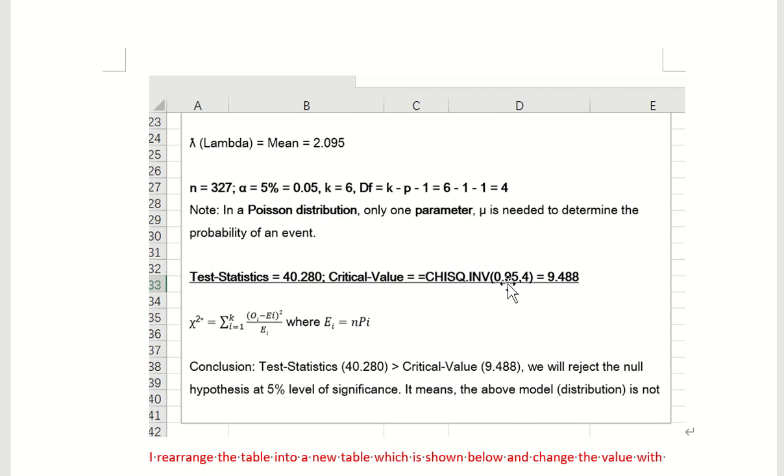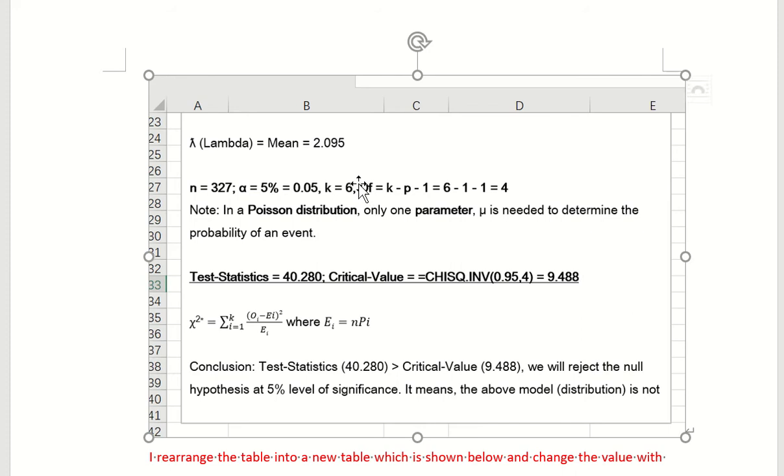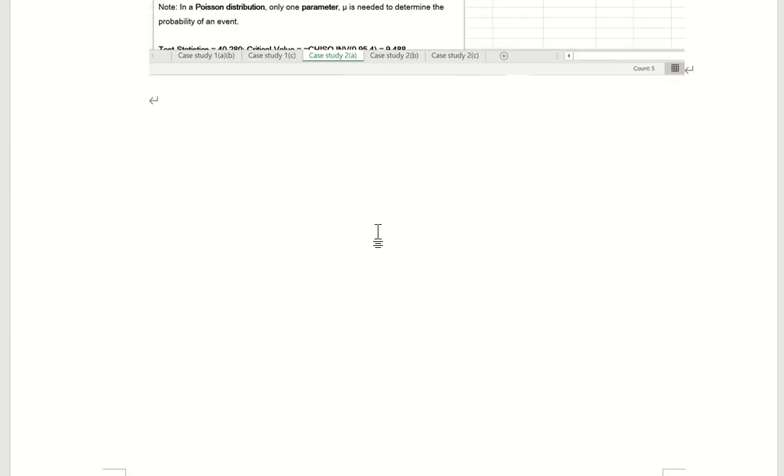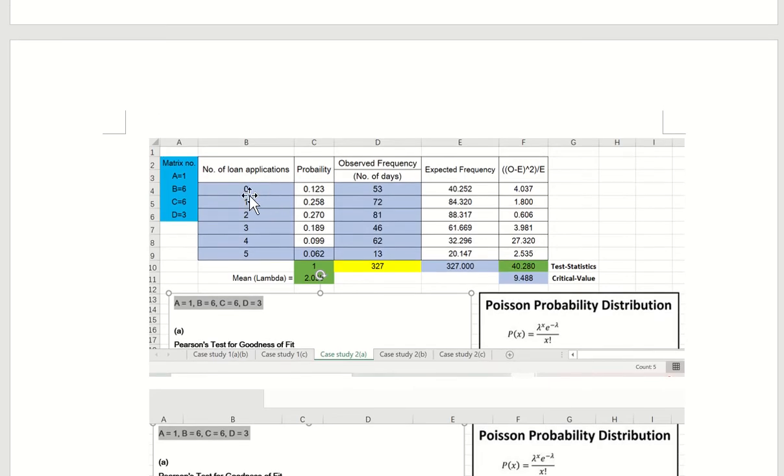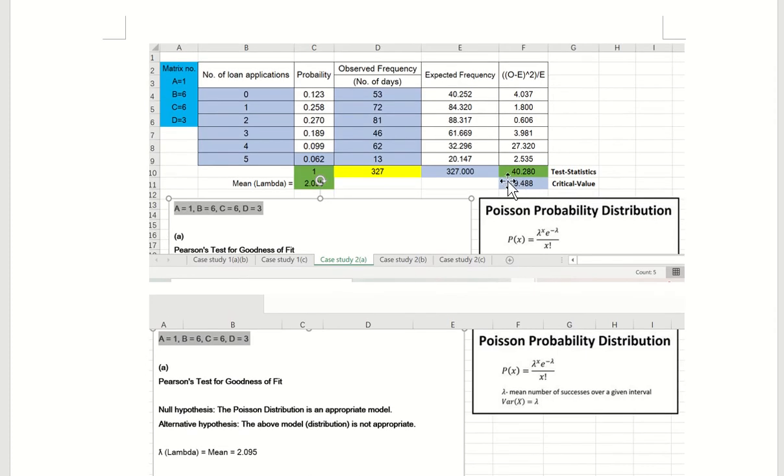So the 0.5 is 1 minus the level of significance, which is 0.05. And for the degrees of freedom, we use the formula k minus 1, which is 6 minus 1 equals 5. The k is the number of applications, so here k is 6. So the formula gives this critical value, 9.488.